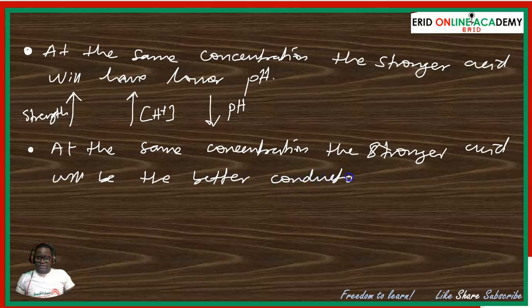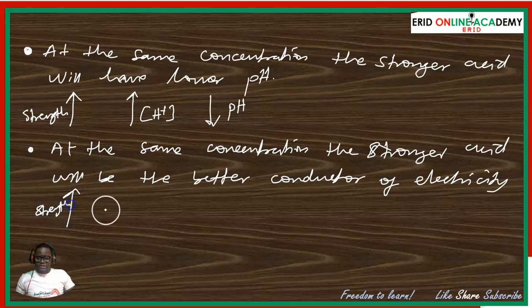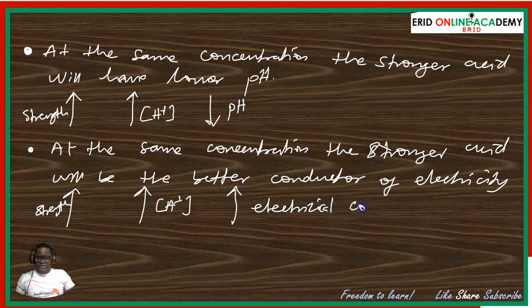And you should be able to relate this to why substances conduct electricity. Substances conduct electricity because they have mobile ions. So acid will conduct electricity because they have mobile ions. That simply means that the more the ions in solution, the more the electrical conductivity. So if the acid is strong, that is, the strength increases, it means the hydrogen ion concentration will increase, then the electrical conductivity will also increase. This is very interesting and very simple to grasp.